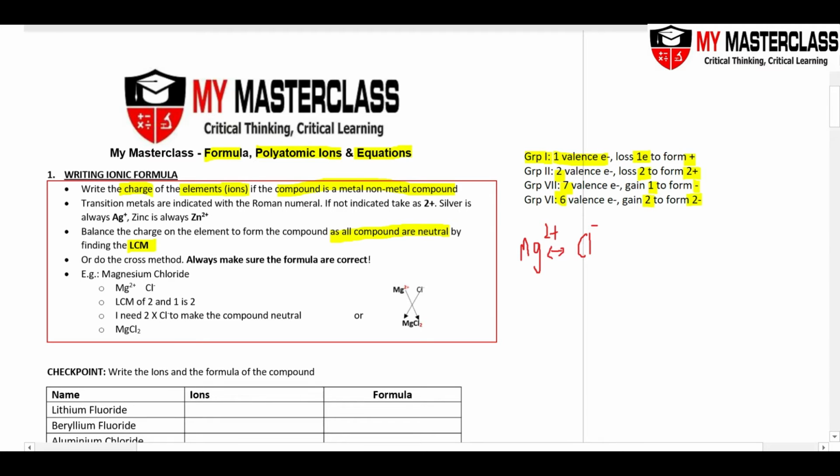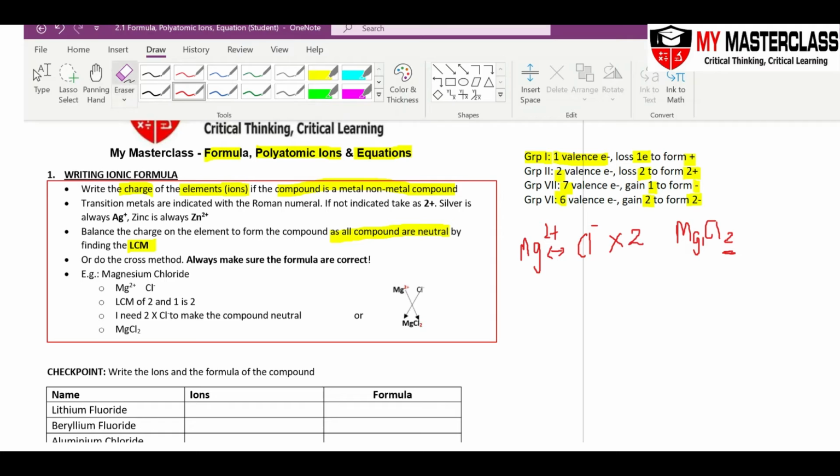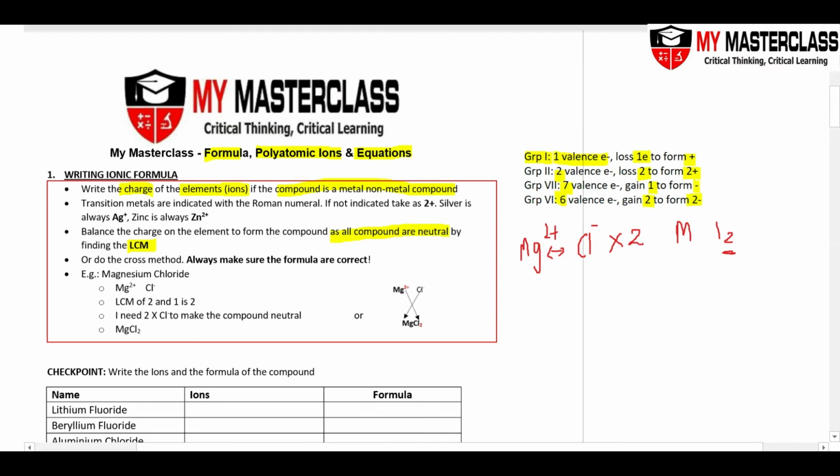And how do they become neutral? You balance out the charge. So for the chloride, I need to have 2 times. Your formula will be MgCl2. This small 2 represents that it is chemically bonded together and there are 2 chloride atoms. There's actually a 1 for magnesium, but this 1 you don't need to write. So your formula will be MgCl2.